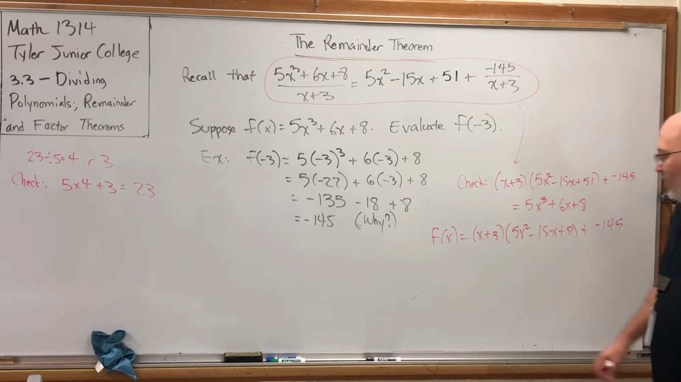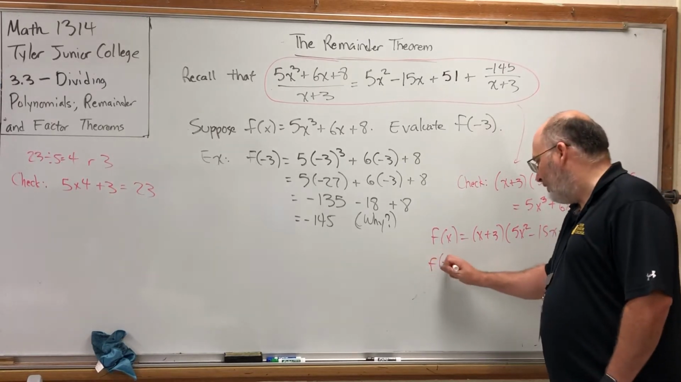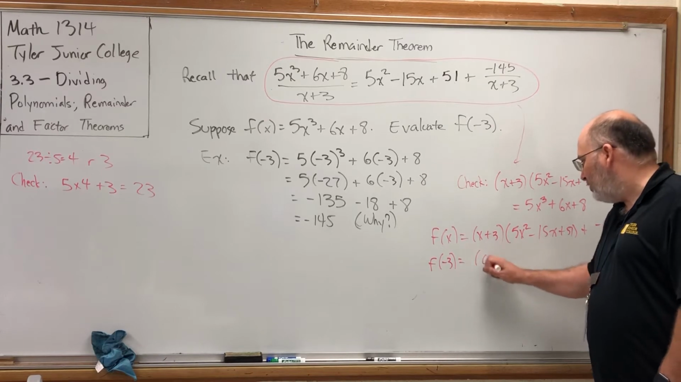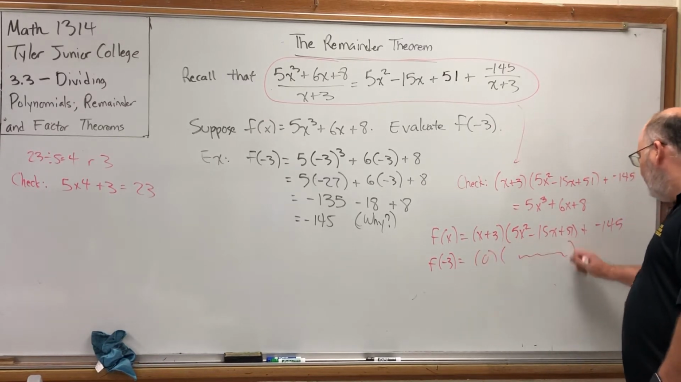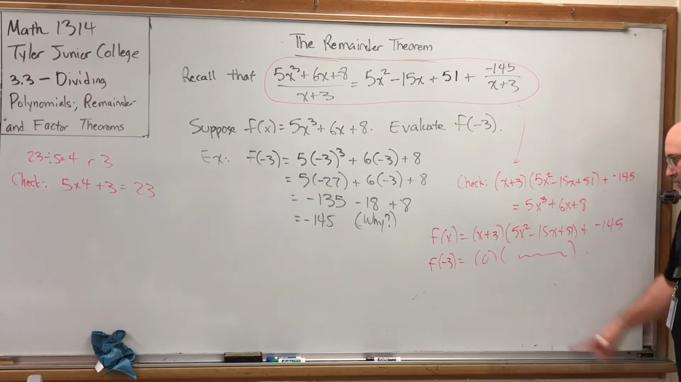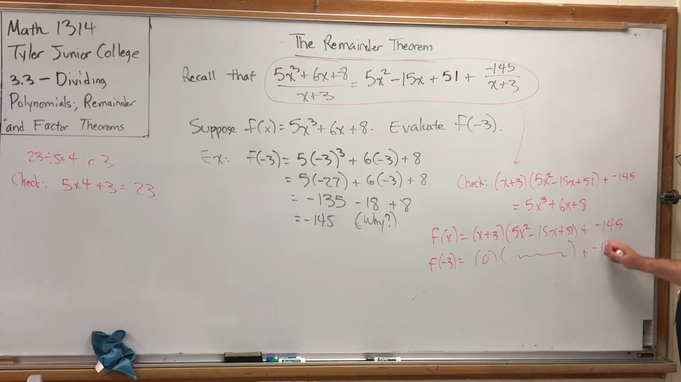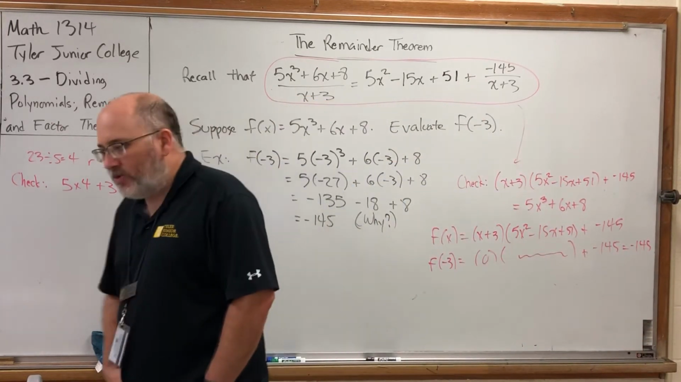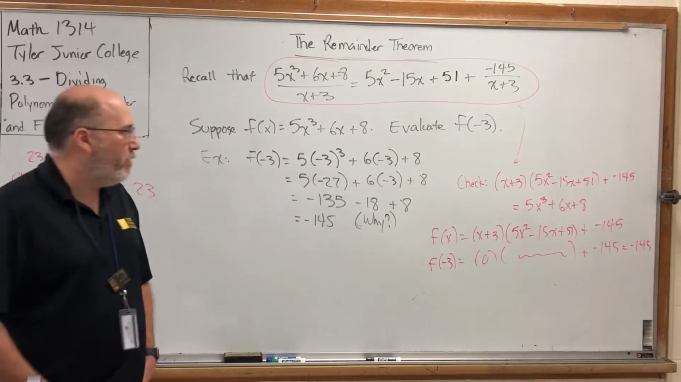And now you see why substituting negative 3 into this gave us negative 145. Negative 3 is the number that made the divisor equal to 0. So putting a negative 3 here will turn it into 0 times something, but it doesn't matter what that something is because it gets multiplied by 0. And then after that, we add the negative 145. So it's not a coincidence that substituting negative 3 into the function gave us a value to match the remainder, since negative 3 was the number that made the divisor equal to 0.